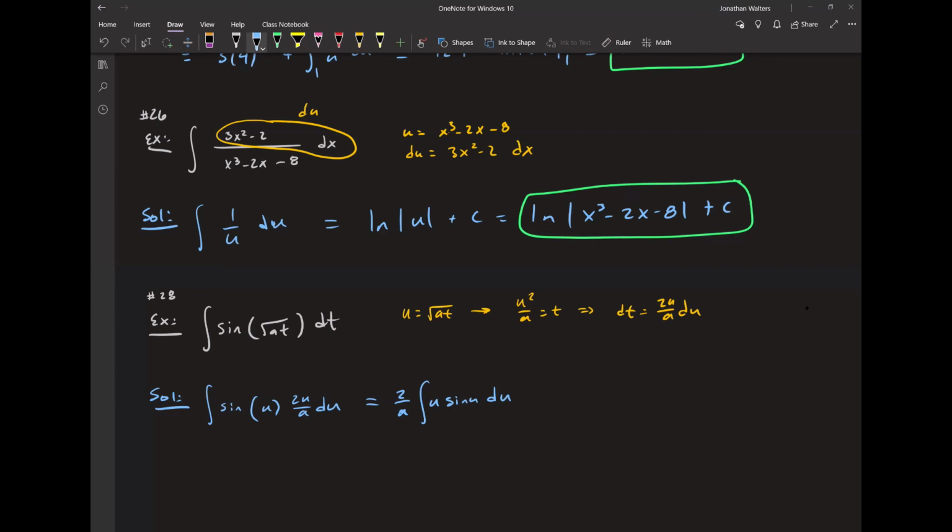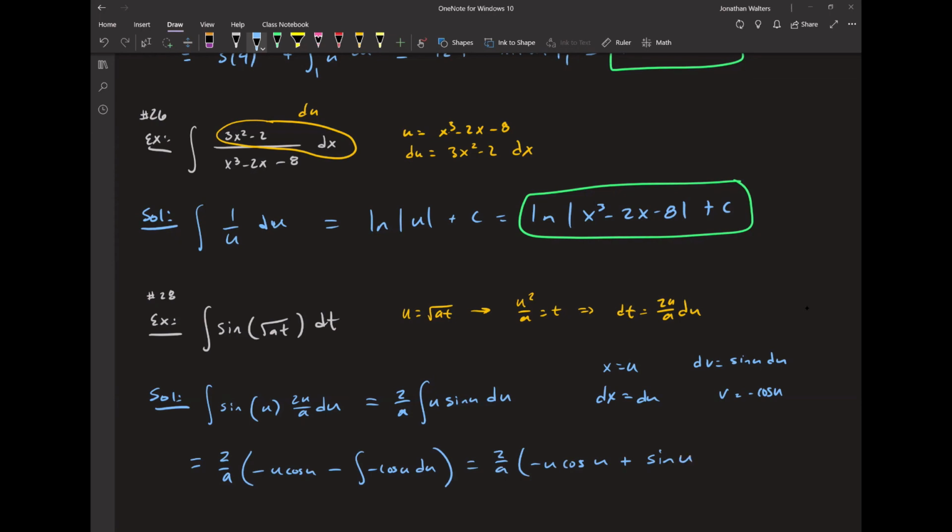So let's say x equals u, dv equals sine of u du, and dx equals du, v equals negative cosine of u. So I'm going to do xv minus integral v dx. Normally that's not the formula we use necessarily, but it's going to be negative u cosine of u minus the integral negative cosine of u du. So that's 2 over a times negative u cosine of u plus integral of cosine is sine plus c.